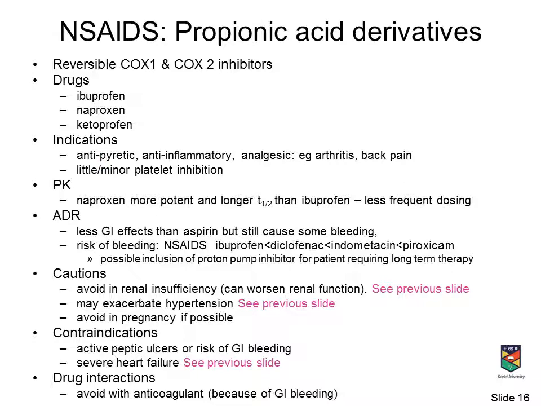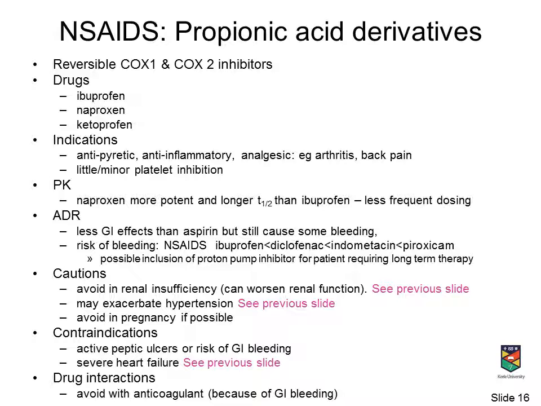And so there's a number of uses out there, for example, back pain or arthritis. And one of the good things is that these drugs have relatively little effect on platelets compared to aspirin, presumably because aspirin is irreversible and these drugs are reversible inhibitors of COX-1 and COX-2. Naproxen's got some advantages in that it's more potent and it's got a longer half-life, and that means you can use it less frequently, which is helpful, and it's often used, for example, in the treatment of arthritis.